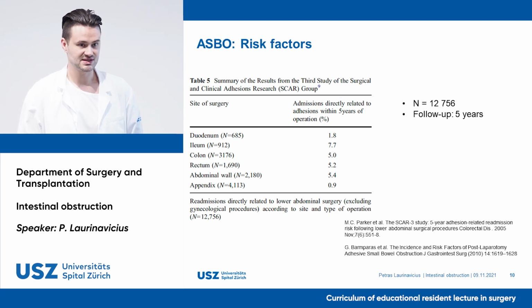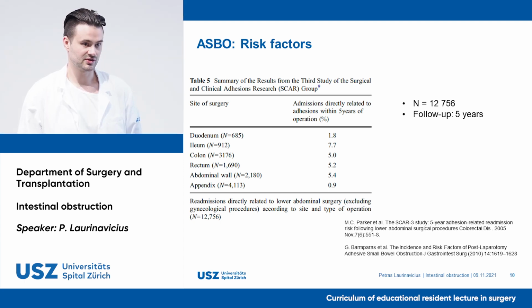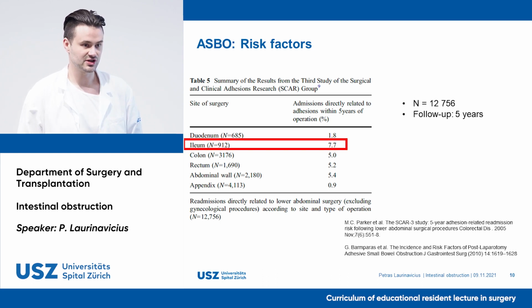And one of the most comprehensive efforts to evaluate the burden of adhesion-related morbidity was undertaken by the SCAR group in Scotland. The investigators utilized Scottish NHS database and came up with almost 13,000 patients who underwent visceral surgery within 1 year. Those patients were followed up for 5 years, and the investigators looked at the adhesion-related readmission rates. What they found out was that the patients undergoing an index operation of ileum has the highest risk of developing ASBO with the risk of 7.7%, followed by those undergoing abdominal wall or colon surgery.